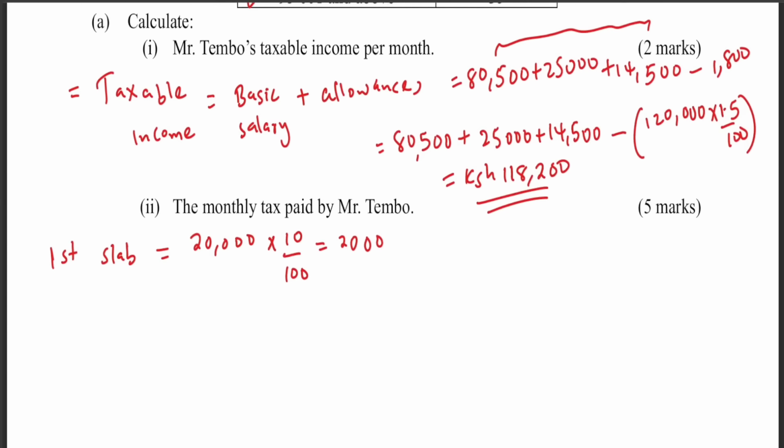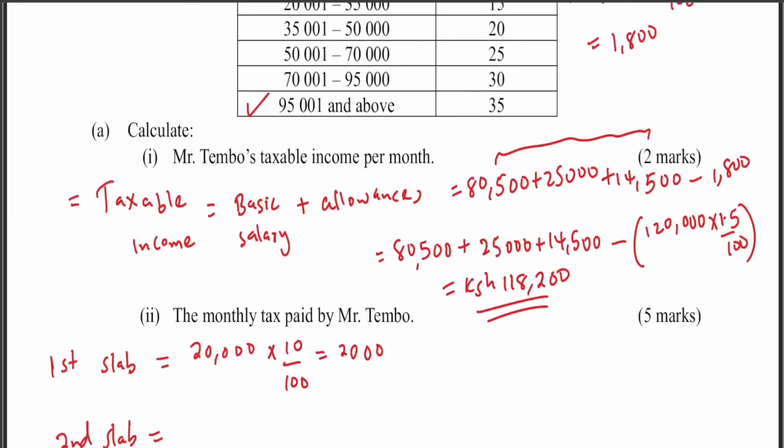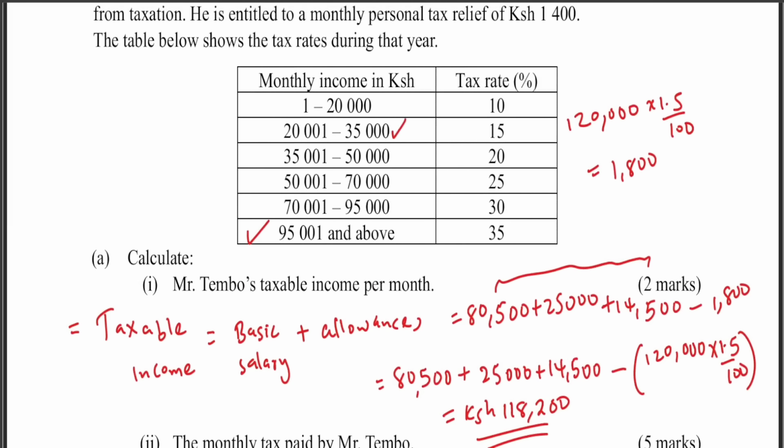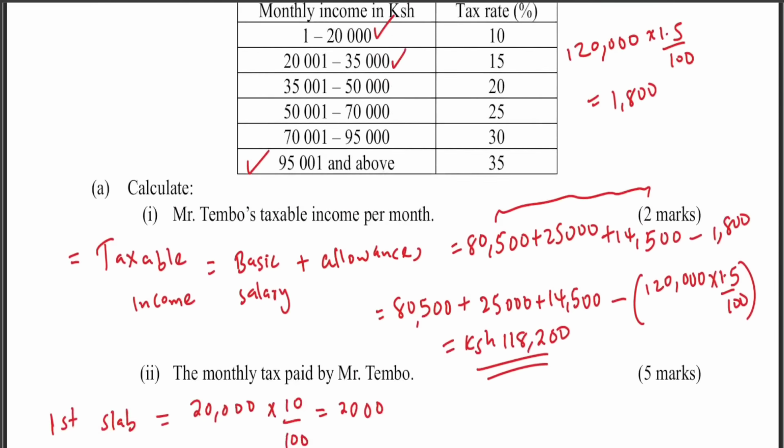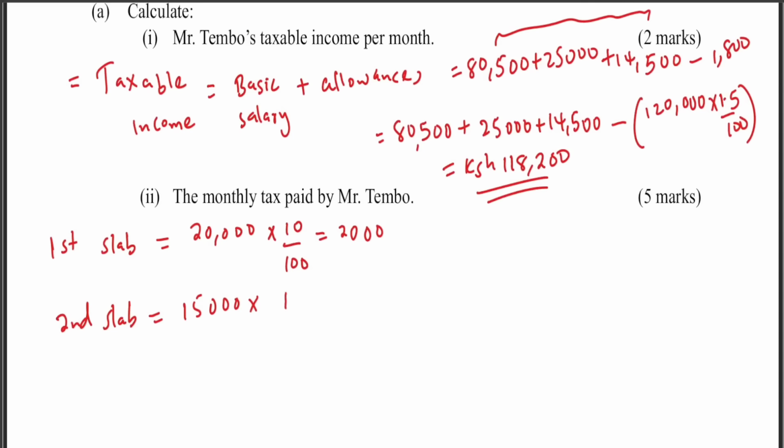Then the second slab. For the second slab you take 35,000 minus 20,000. So if you take 35,000 minus 20,000, it should give you 15,000. So in the second slab we have 15,000, multiplied by, if I'm not wrong, 15%. So multiply by 15%, which is times 0.15, giving 2,250.